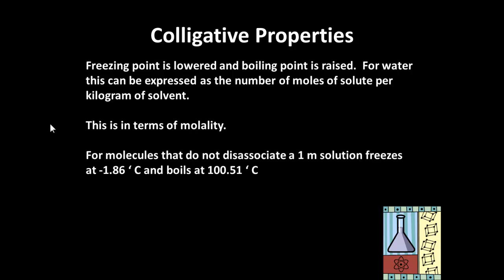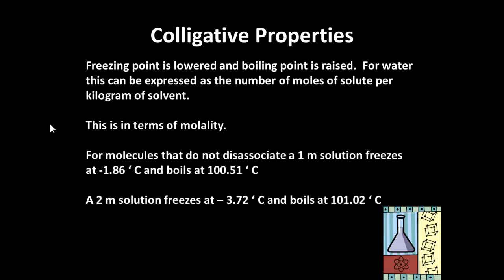So for molecules that don't dissociate, a 1m solution freezes at minus 1.86 degrees Celsius and it boils at 100.51 degrees Celsius. In other words, a 1m solution has lowered the freezing point and raised the boiling point. If you have a 2m solution, then you double the amount that the freezing point is lowered by, so it freezes at minus 3.72 degrees Celsius and it will boil at 101.02 degrees Celsius.